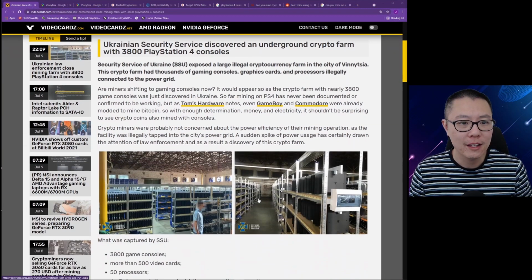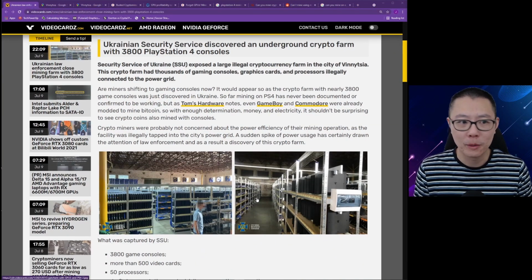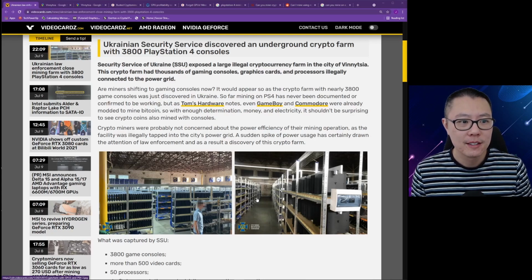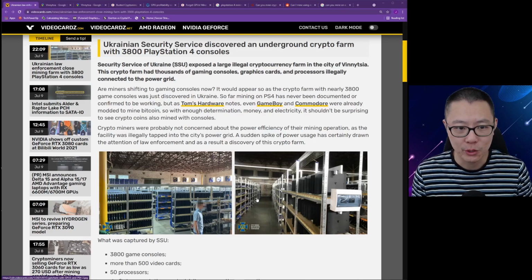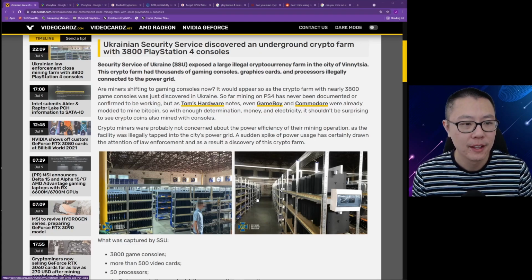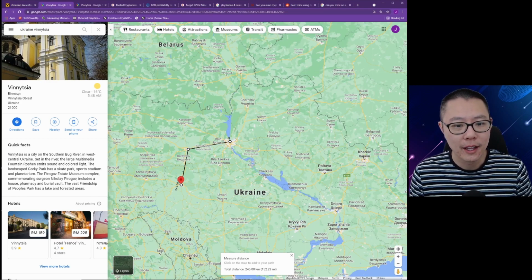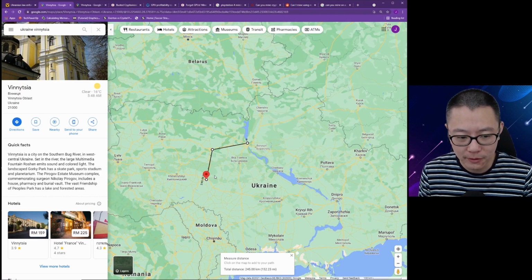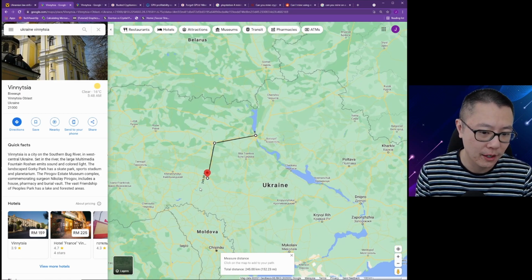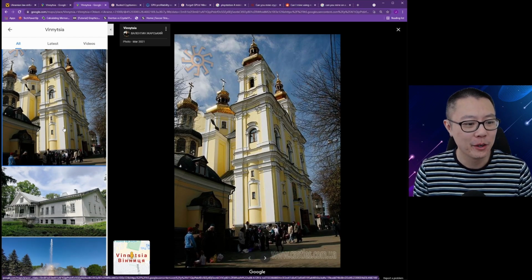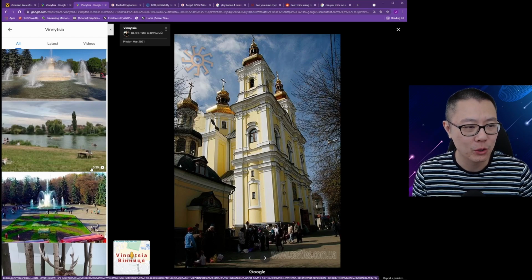We have here: Ukrainian security service discovered an underground crypto farm with 3,800 PlayStation 4 consoles. The Security Service of Ukraine, SSU, exposed a large illegal cryptocurrency farm in the city of Vinnytsia. Now, Vinnytsia, I had to look this up because I didn't know where that was. This is Kiev right here in Ukraine, so it looks like it's about 250 kilometers southwest of Kiev. And it looks like a pretty nice European city, so I'll leave that for you to check out yourself.